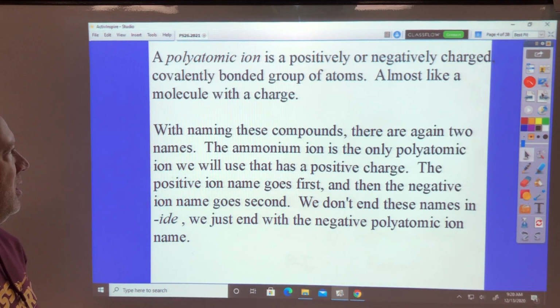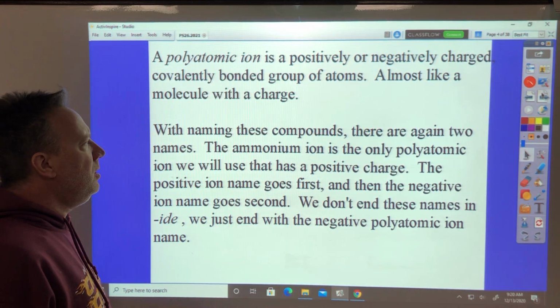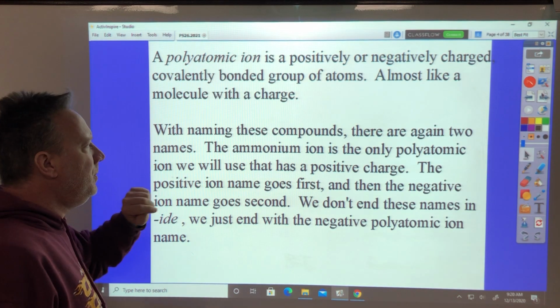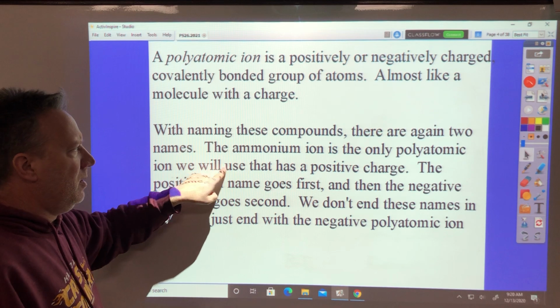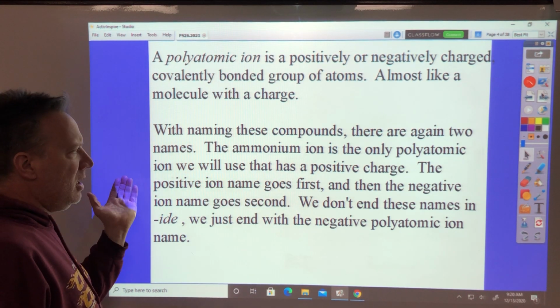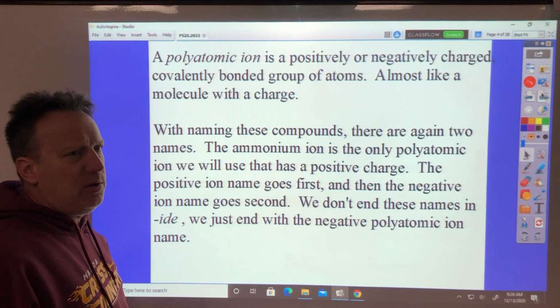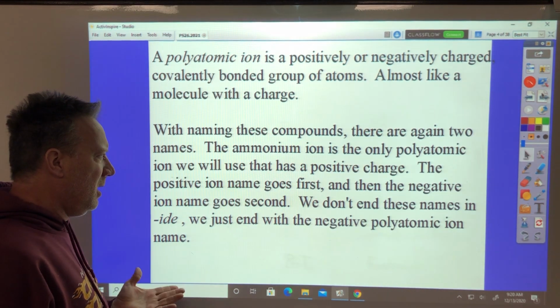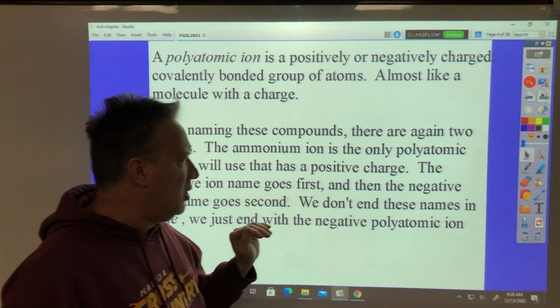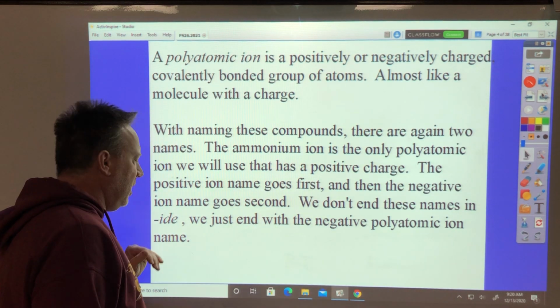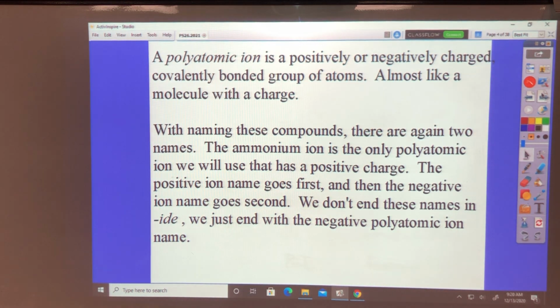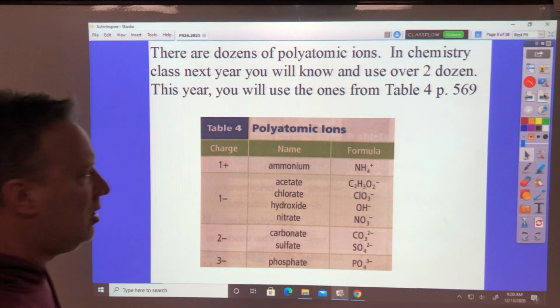When you are naming these compounds, there's still two names on everything we're doing. The ammonium ion is the only one that's positive. The positive name is first, the negative name goes second. That's not new, that's the same thing. The difference is we don't end these names in "ide." We just end with the name of the polyatomic ion. Are there exceptions? Yes. But you aren't going to see them this year.